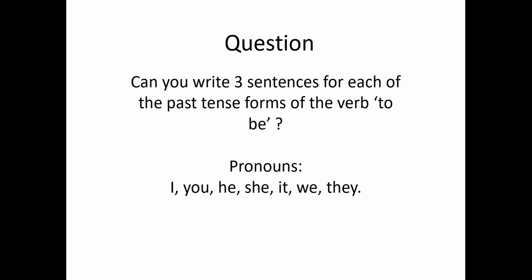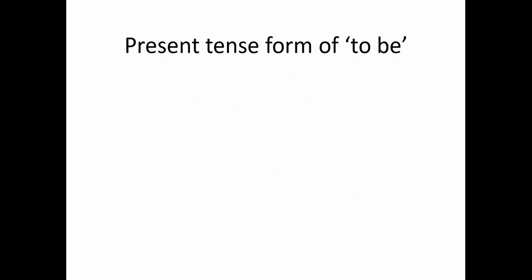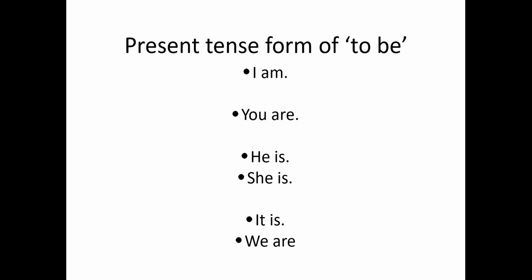Okay, moving on. Present tense form of the verb to be. Let's have a look, shall we? I am. You are. He is. She is. It is. We are. They are.